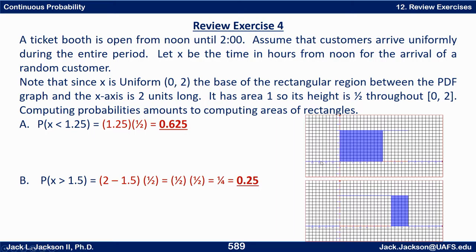Probability that X is greater than 1.5, you go from 1.5 up, in this case only up to 2. And we shade this rectangle right here and compute its area. Well, its area is base times height. The base is 2 minus 1.5, or a half. The height we said was a half all the way across. So we multiply those together. We get a fourth, or 0.25, for that probability, which is that area. So that's an example of a uniform distribution.